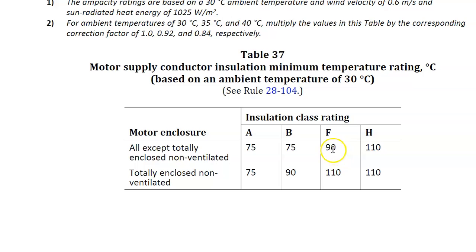On F, that one gets all the way up to 155 degrees. I can connect to it with 90 degree conductors. This is going to be most of your Tek and other cables like that. And then on H, I'm going to need 110 degree conductors. And this is for, once again, everything except the totally enclosed non-ventilated. Totally enclosed non-ventilated just has the change that we're going to have 90 at the B and then 110 from that point onward. Insulation class is going to be important for us just to make sure that we don't overheat our conductors that we have inside of there.